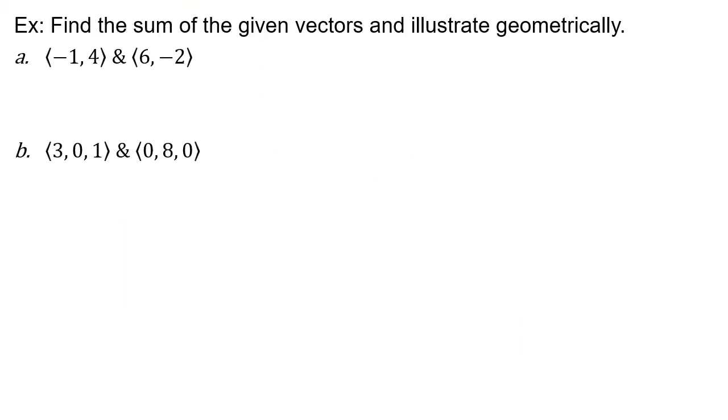So this one says, find the sums of the given vectors and illustrate it geometrically. So we're going to add them together. If I call this one vector A and this one vector B, and I wanted to add A and B, I would add the first terms and I would add the second terms. And so that would be 5 and 2.